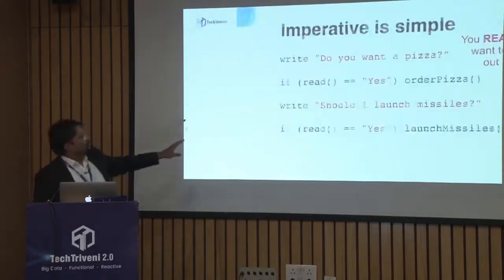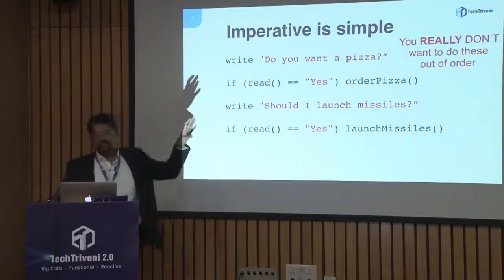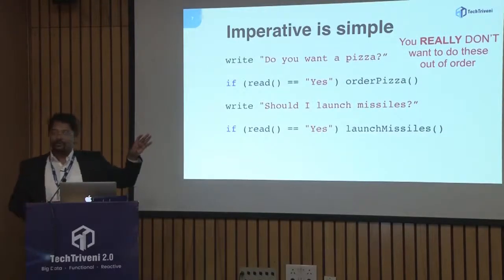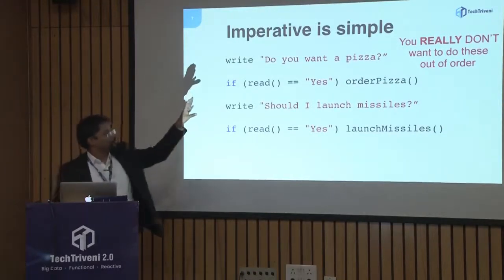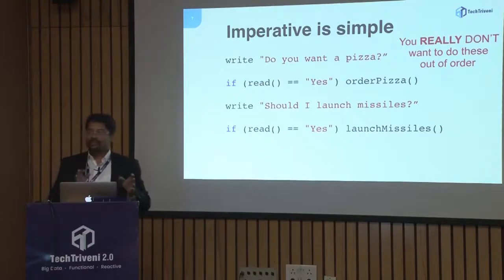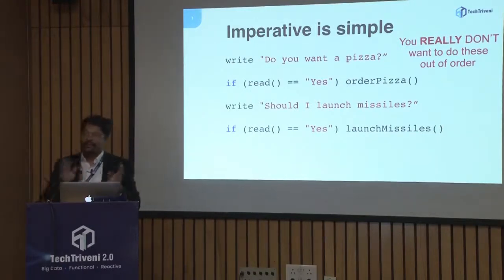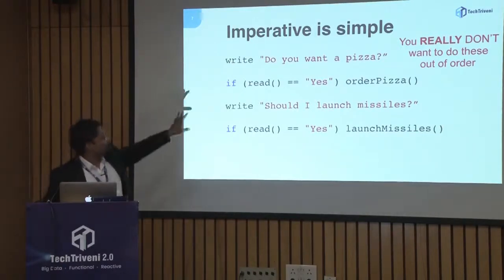Here, you really don't want to do these out of order, right? You don't want the program to say, do you want a pizza? And you say yes, and it launches nuclear missiles. You definitely don't want that to happen. So this is imperative code.